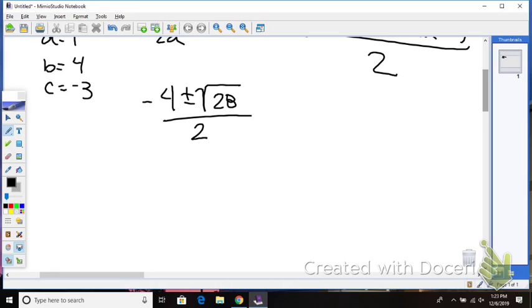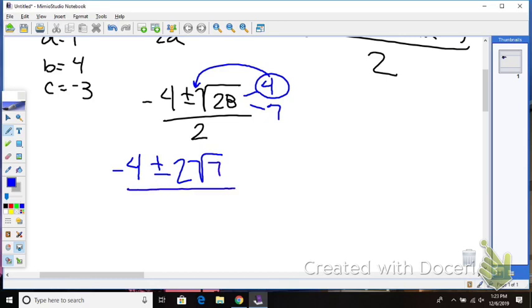I don't do factor trees, I just do factors. So I'm looking for two numbers that multiply to give me 28, where one of them is a perfect square, so I can take the square root of it. What is it? 4 and 7. So we have 4 and we have 7. Which one's the perfect square? 4. What's the square root of 4? 2. Okay, so 2 is coming out of the house. So I have negative 4 plus or minus 2 times the square root of 7, all divided by 2. Everybody okay with that? That's our answer.